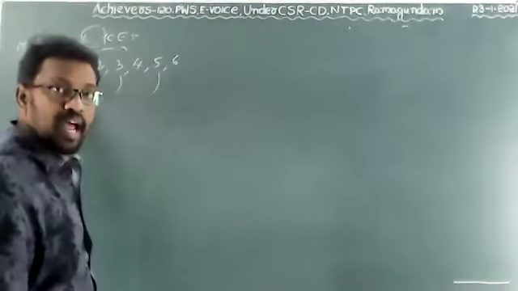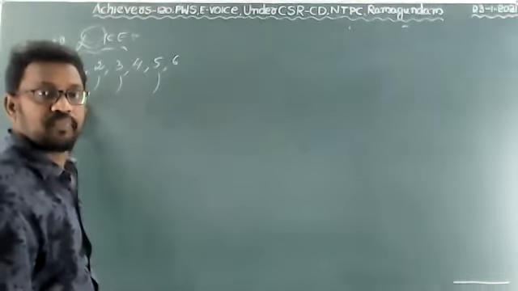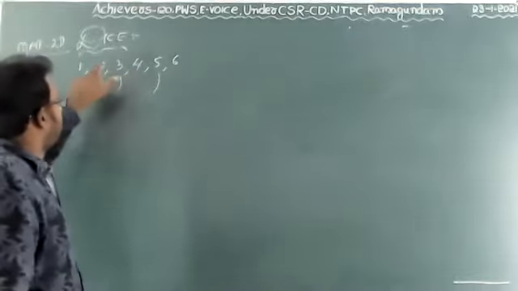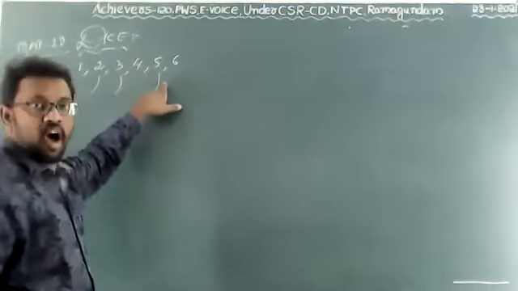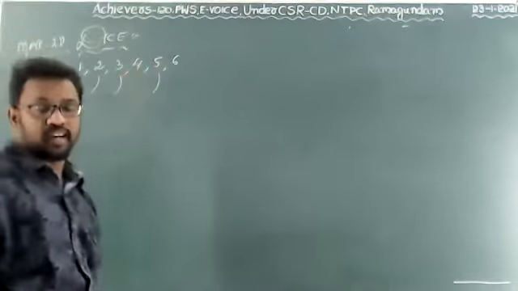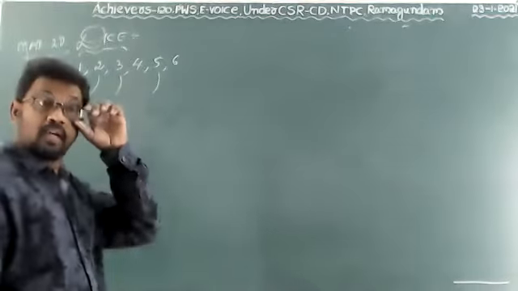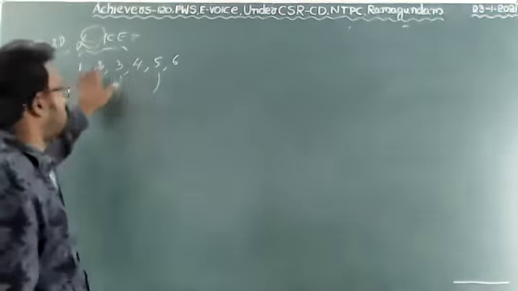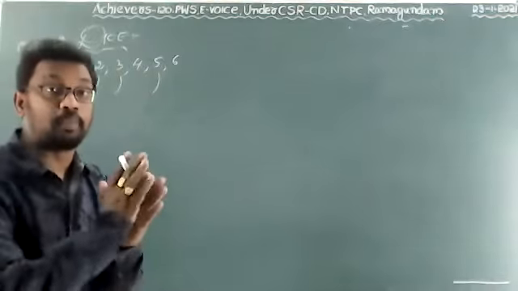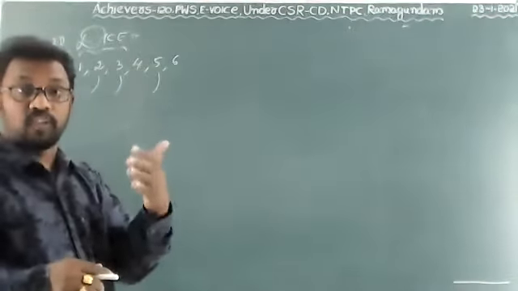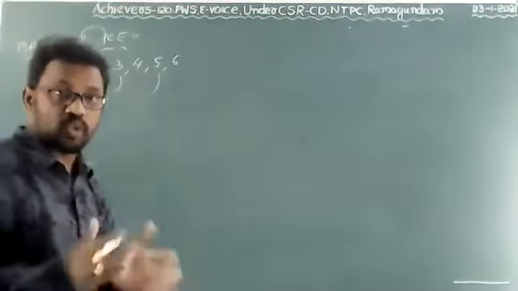1 is not a prime. 1 is not a composite. Okay, 2, 3, 5 are prime. 4 and 6 are, sorry, composite numbers. And the natural numbers, you know, are 1, 2, 3, 4, 5, 6. You will ask the questions, but before that I will raise the questions. I am giving the clarification to you people.